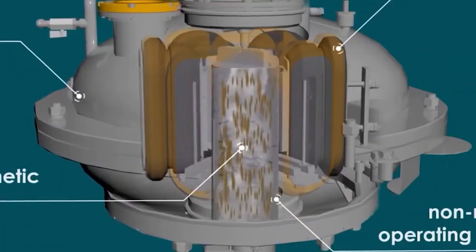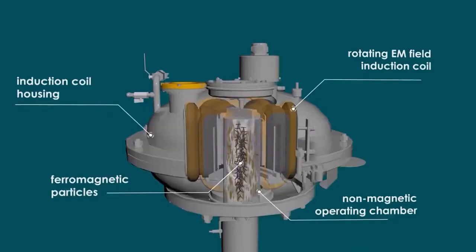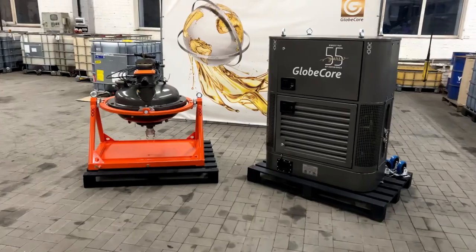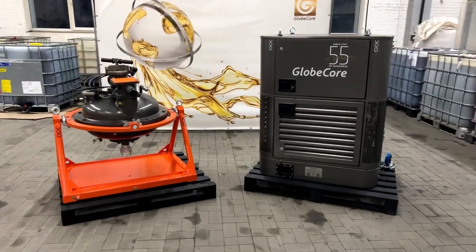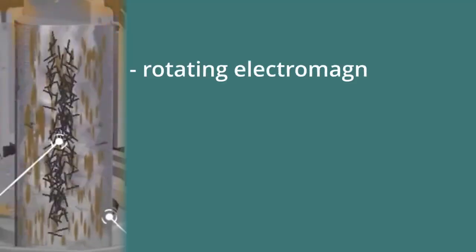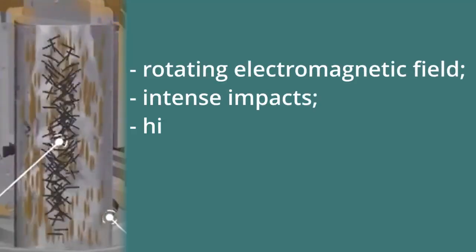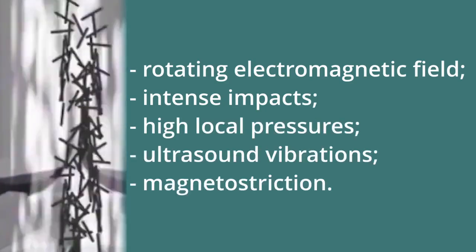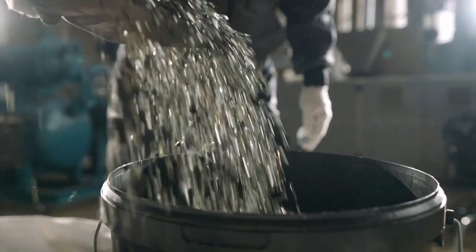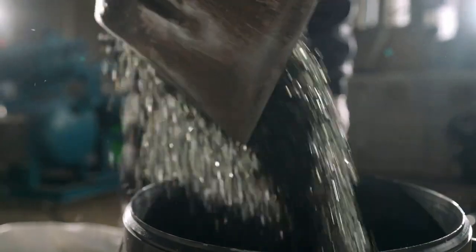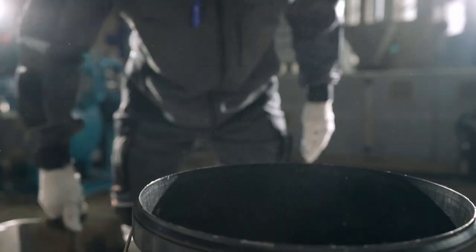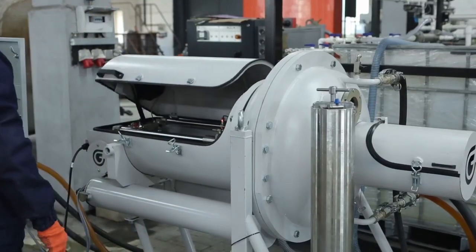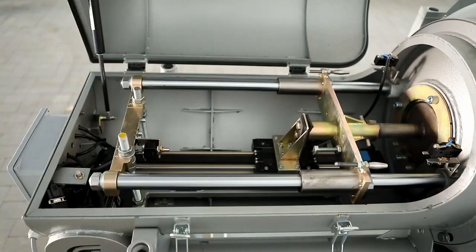Furthermore, there occur a number of factors and processes in the machine's operating chamber that contribute to concurrent fine pulverization, mixing, and intensification. These include a rotating electromagnetic field, intense impacts, high local pressures, ultrasound vibrations, magnetostriction, etc. In order to process powdered materials in the metal powder industry, GlobeCore recommends using AVSp 100 and AVSp 150 vortex layer machines, which operate in batch mode.